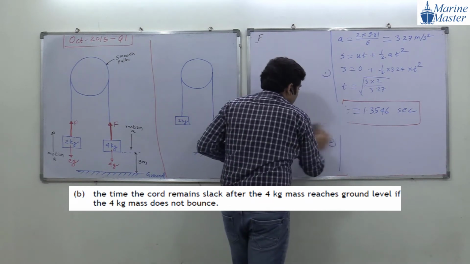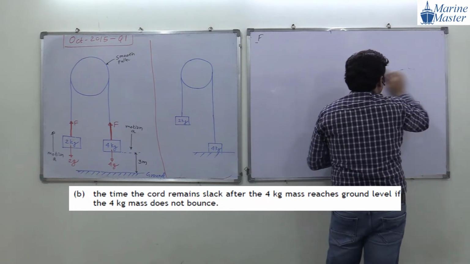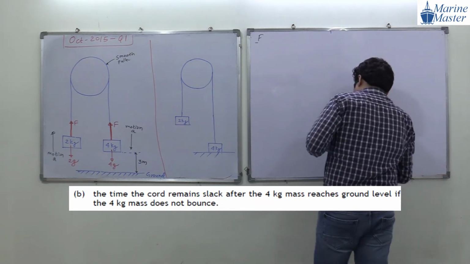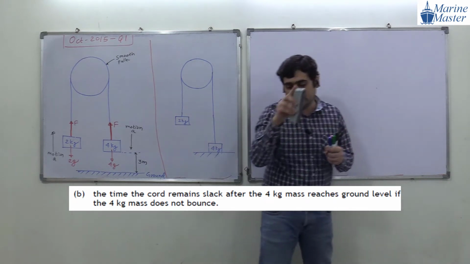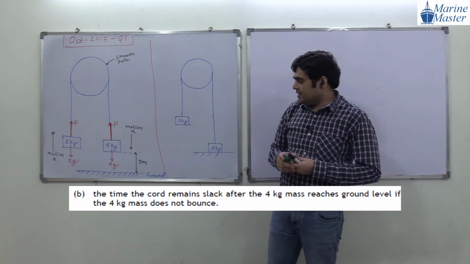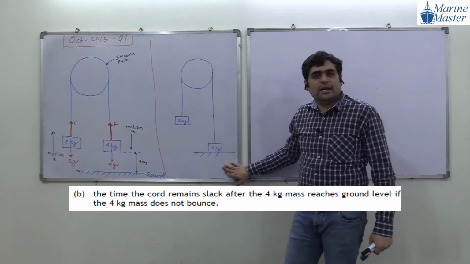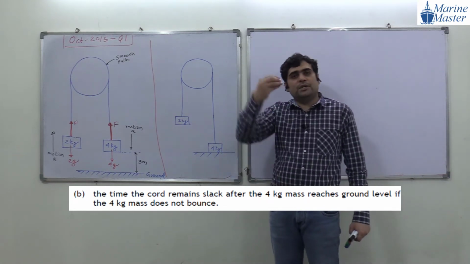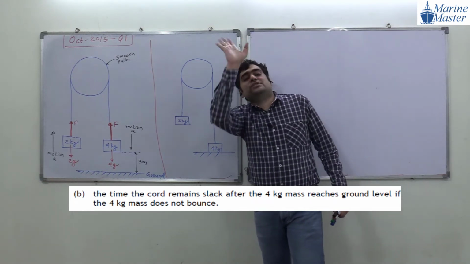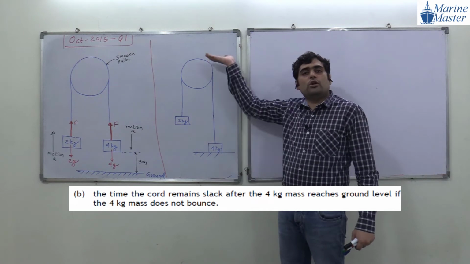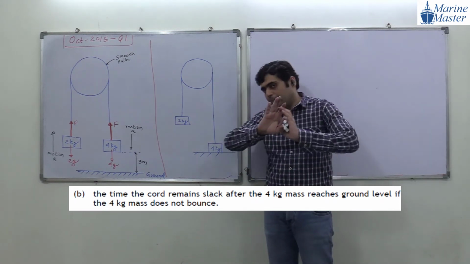I am explaining one important concept, guys. This question is a combination of two things: one is our normal equation of motion, and another is the equation of motion in a gravitational field. When the 4 kg mass touches the ground, its role is finished, because in the question they said it does not bounce, meaning the 4 kg mass will not go up.